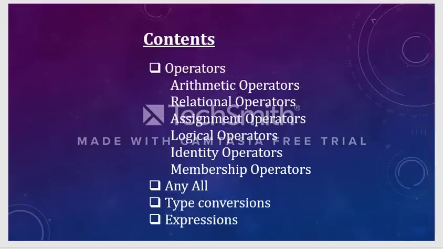There are different kinds of operators: arithmetic operators, relation operators, assignment operators, logical, identity, and membership operators. And there are something called any, all. These are two different operator types, a different kind of concept that can be applied on the data, which is new in Python and not there in other programming languages. That we are going to cover in today's class.